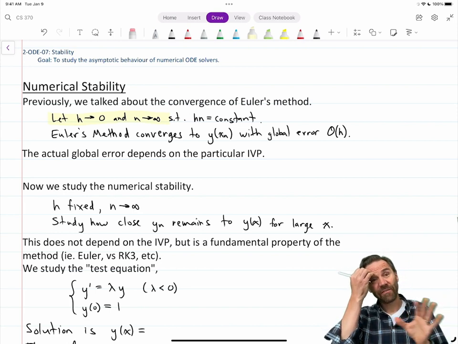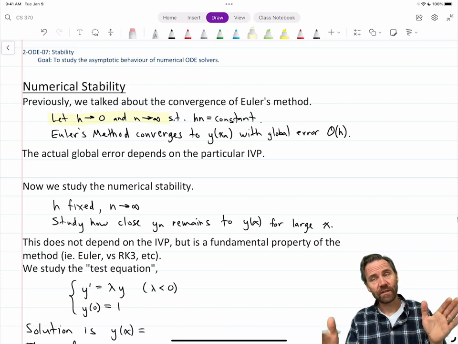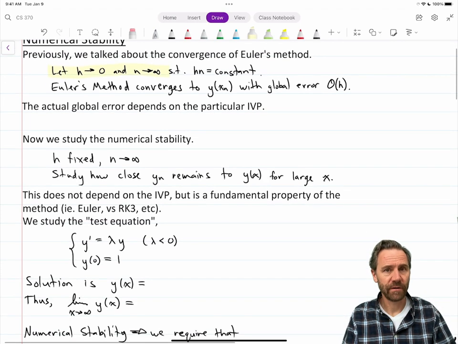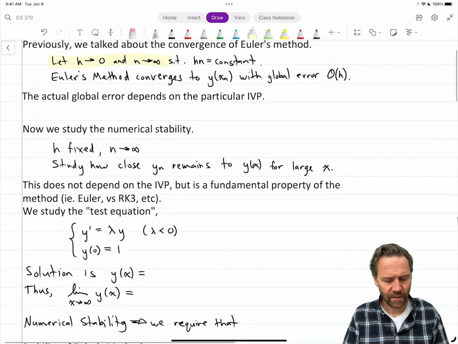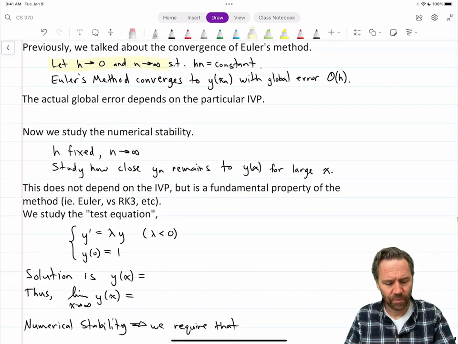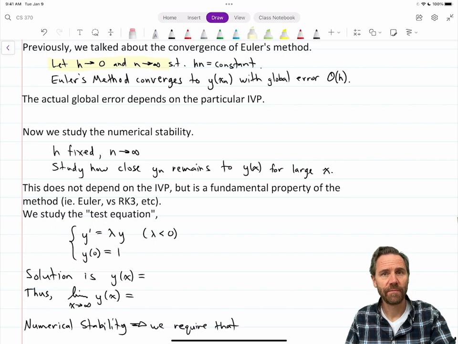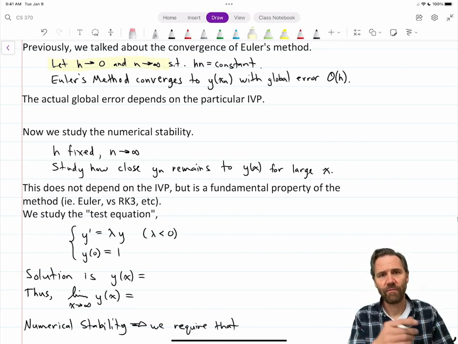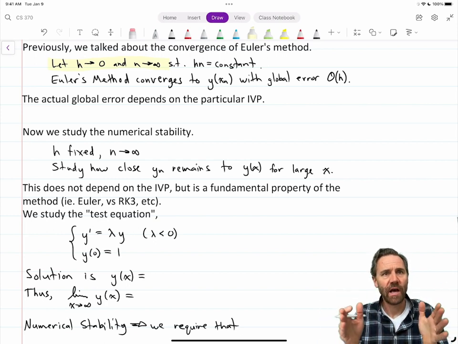Now let's talk about a different kind of asymptotic thing. Now it's not the step size going to 0. Now it's the time going to infinity. We're going to study the numerical stability of these methods. This is h fixed. The step size is fixed, but now the number of steps is going to infinity. Before, the number of steps went to infinity as the step size got shorter. Now the step size is fixed and we're going to go to infinity.